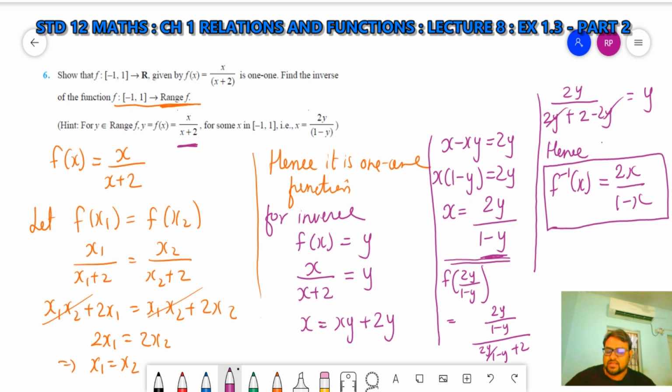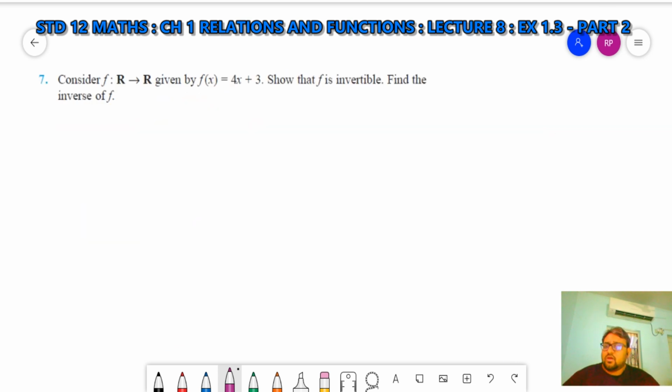Now let's move to the next, that is question number 7. Consider f from R to R given by f(x) equal to 4x plus 3. Show that f is invertible and find the inverse of f. That means I need to prove it is one-one and onto.